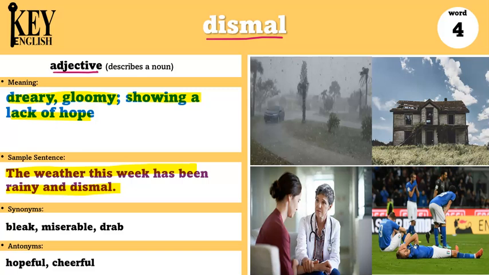So if the sky is gray and it's been raining all day, then that's a dismal day. Or if something goes really badly and makes you feel down, that can also feel dismal. So another example here would be, the old empty house looked dismal. I'm using it to describe a thing by saying it looks gloomy.